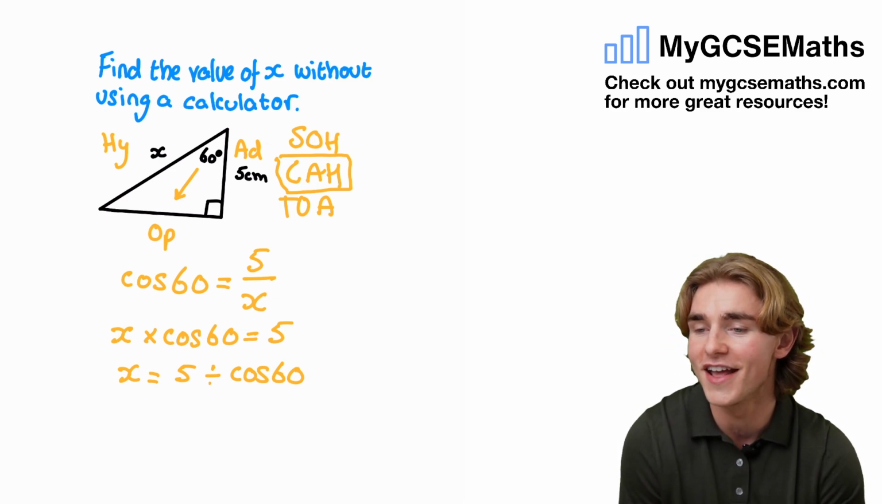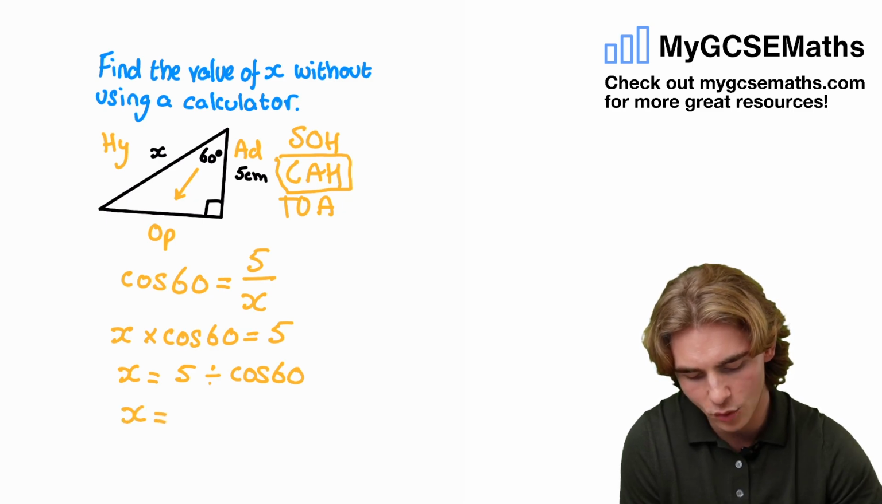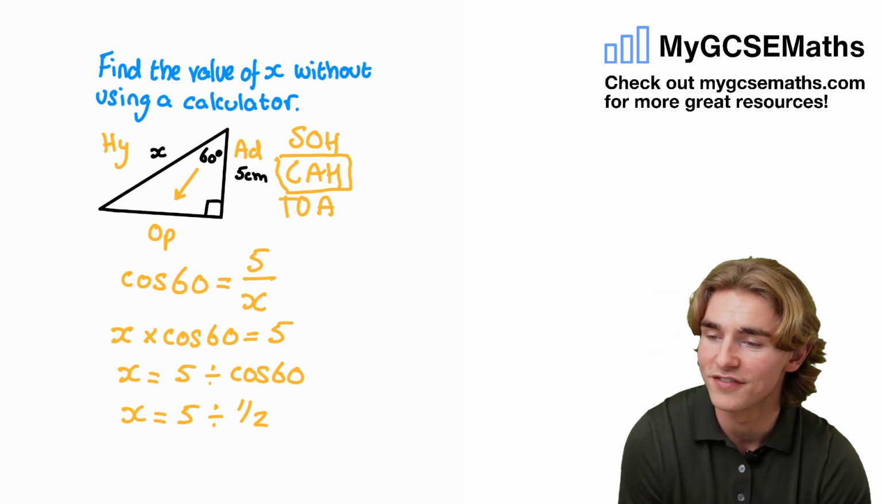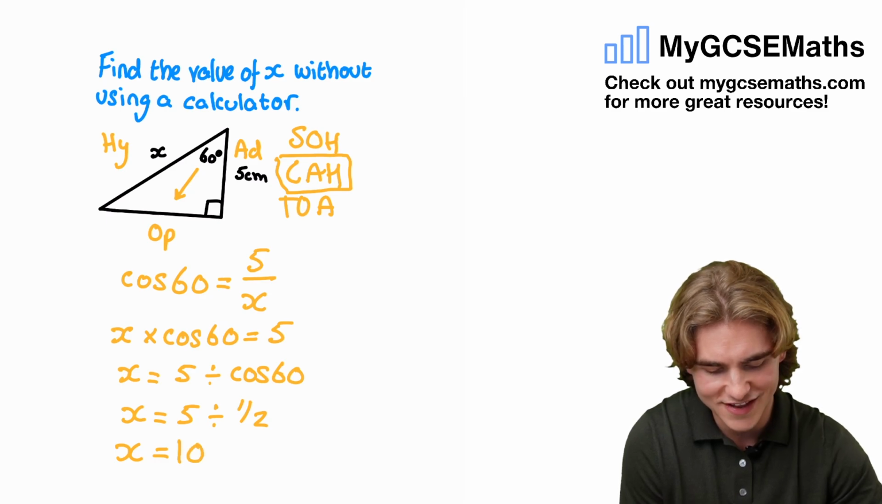We're going to substitute in then that cos 60 is equal to a half. We're going to get that x is equal to 5 divided by 1/2. 5 divided by a half, guys, that's the same as 5 times 2. So x is going to be equal to 5 times 2, which is 10.